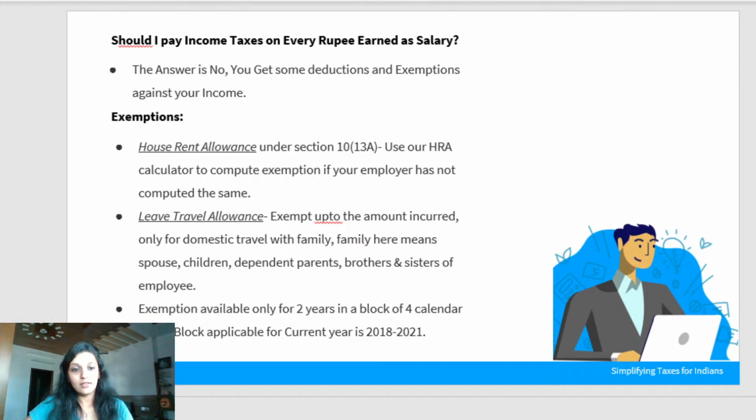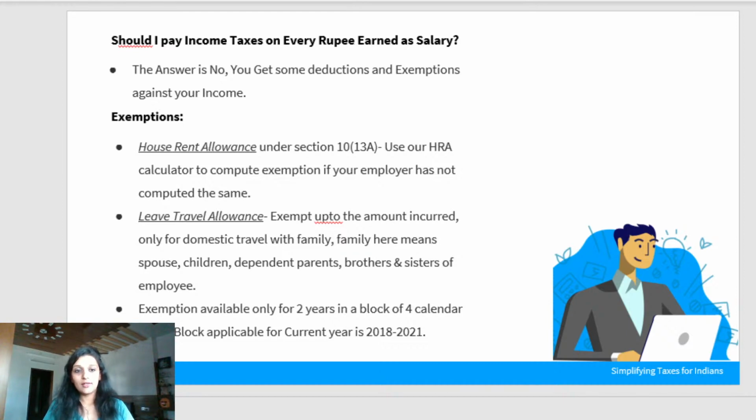The first deduction is house rent allowance, which many people avail. It is a common exemption because our hometown is in a different city and our workplace is in a different city. So the employer provides us HRA, and it consists of three conditions. Whichever is the least amount will be considered as the HRA exemption.